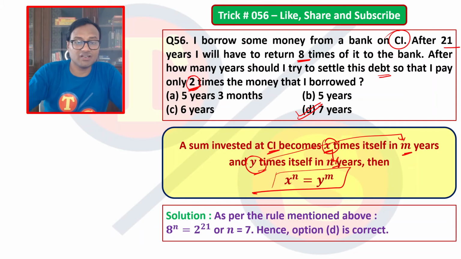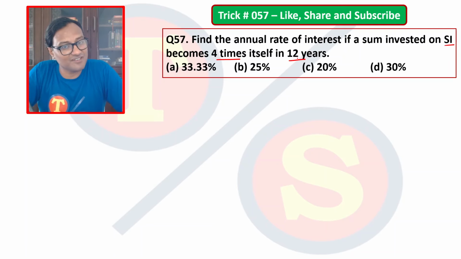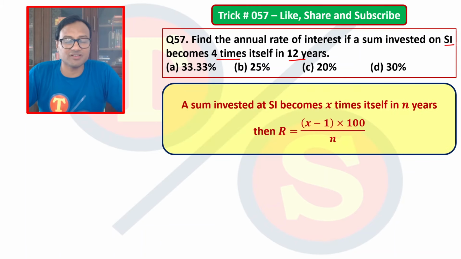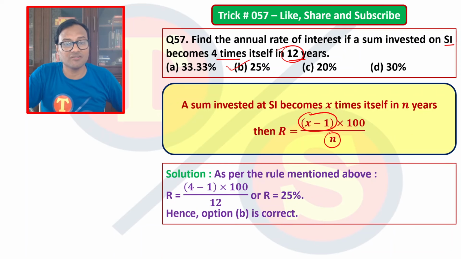After that, question 57: find the annual rate of interest if a sum invested on SI becomes 4 times itself in 12 years. Very simple. If it is becoming 4 times in 12 years, first of all you will write 4 minus 1. 4 minus 1 is 3. 3 into 100, that is 300, and then you divide it by the number of years, 12. So (4 minus 1) into 100, 300 by 12, and your answer will be there in front of you.